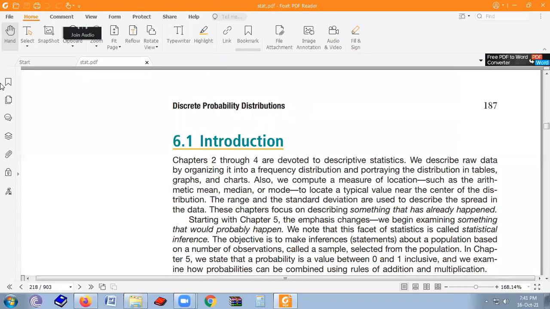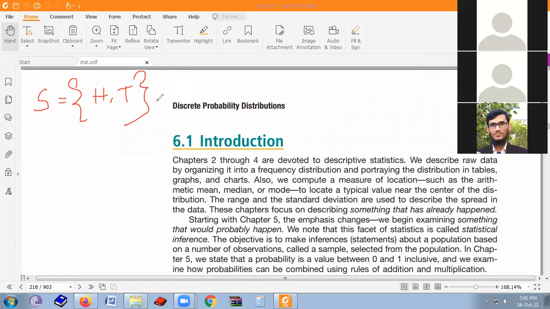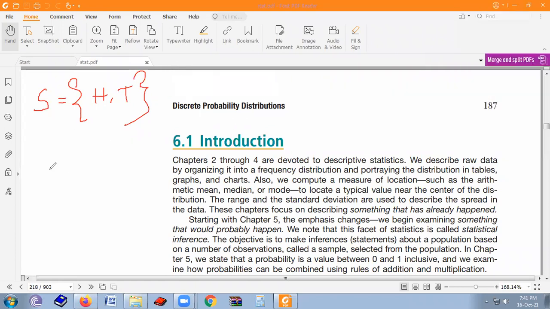So do you remember what probability is? We know probability is a value between 0 and 1 inclusive. It normally describes the relative possibility that an event will occur or happen, right? Suppose we toss a coin, then our sample space will be like this. Sample space is denoted by S, and it means the set of all possible outcomes.